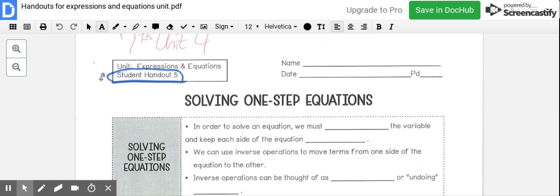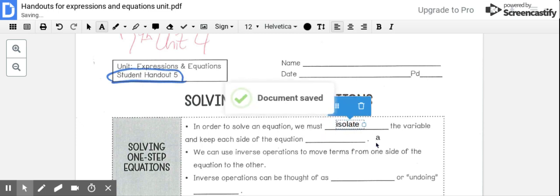Okay, so we are going to start solving one-step equations. So remember, an equation is different because it will have an equal sign. So now we're going to finally figure out what the variable is. So in order to solve an equation, we must isolate the variable, which means that you're getting it by itself.